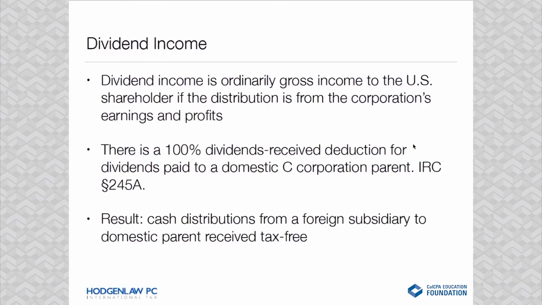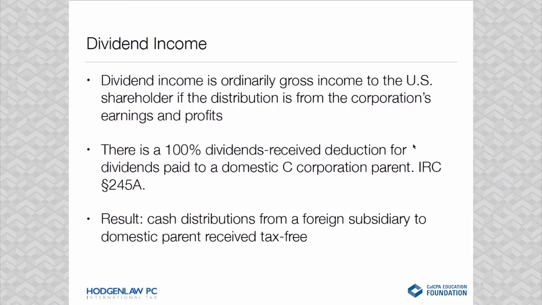Dividend income. Again, the general rule is dividend income is included in the gross income of any U.S. taxpayer, Section 61, which is the book of Genesis according to the Internal Revenue Code. Everything starts at Section 61. But Section 245(a) gives a 100% dividends received deduction for dividends received by a domestic corporation from a foreign corporation.